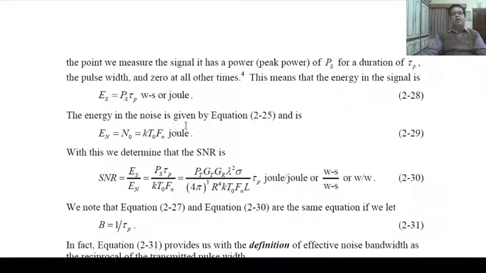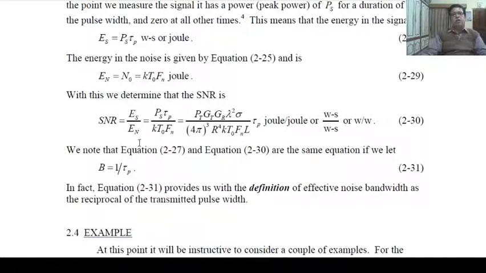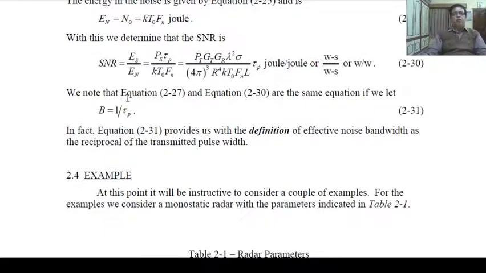The energy in the noise is given by En equal to N0 equal to KT0 Fn. With this we determine signal to noise ratio SNR equal to ES upon En equal to PS tau p upon KT0 Fn equal to PT ZT ZR lambda square sigma upon 4 pi cube R4 KT0 Fn L, times tau p. We note that equation 2.27 and equation 2.30 are the same if we let B equal to 1 upon tau p. In fact, equation 2.31 provides us with the definition of effective noise bandwidth as the reciprocal of the transmitted pulse width.